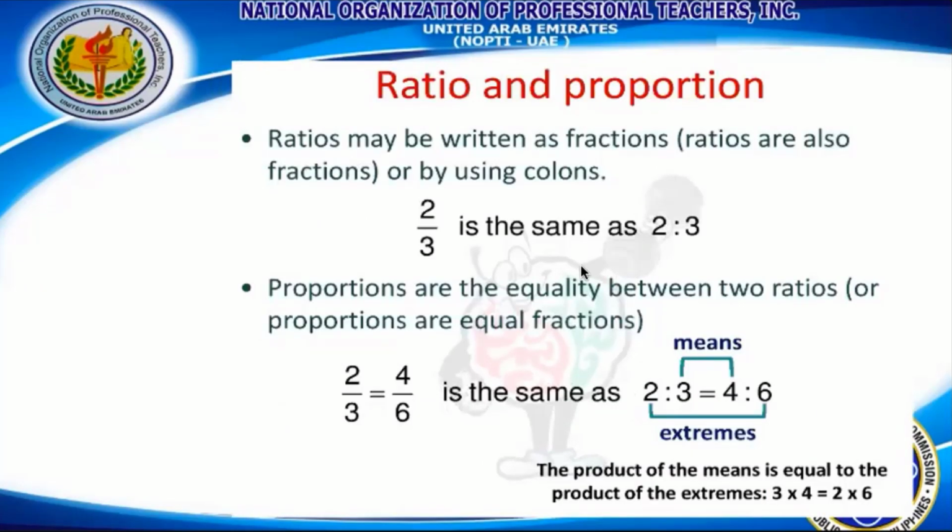Ratio and proportion. Parang fraction lang din. So, 2 is to 3. 2/3 equals 4 over 6 means 2 is to 3 equals 4 is to 6. Yung mga loob is what we call as means, sa labas, extremes. Okay? So, the product of the means is equal to the product of the extremes. Kaya tinawag na proportion, ratio and proportion.